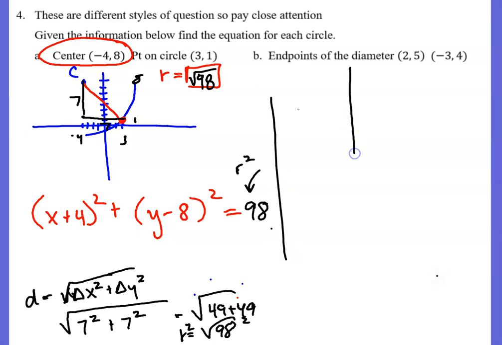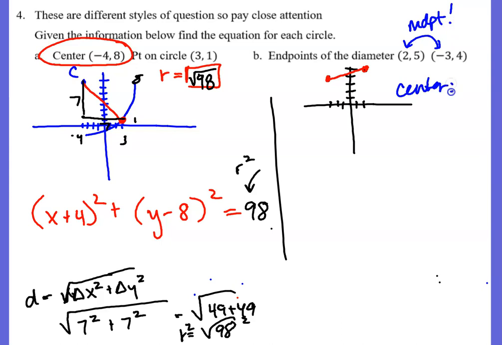Okay, endpoints of the diameter. So again, I'll do a quick sketch. So 1, 2, and 1, 2, 3, 4, 5, and negative 3, 4. Okay. So this is the diameter of the circle. First, to find the center, I need to find that perfect midpoint. So that's the first thing I need to do. If I can find the midpoint for these, then that would be the center. So remember, midpoint is when I add them and divide by 2.